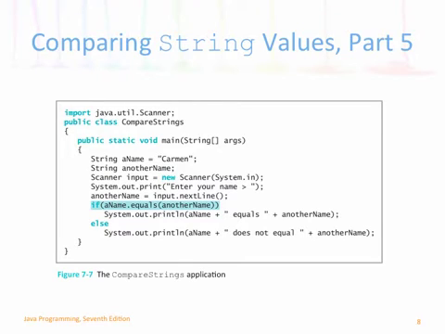So for example, if we prompt the user, we have aName = "Carmen", and then we declare a variable called anotherName. We get input from the user, enter your name. We want to compare Carmen, our preset name, with the name entered by the user. So we say if aName.equals(anotherName), and then print out whatever else. So if they're not equal, it'll print out the other.